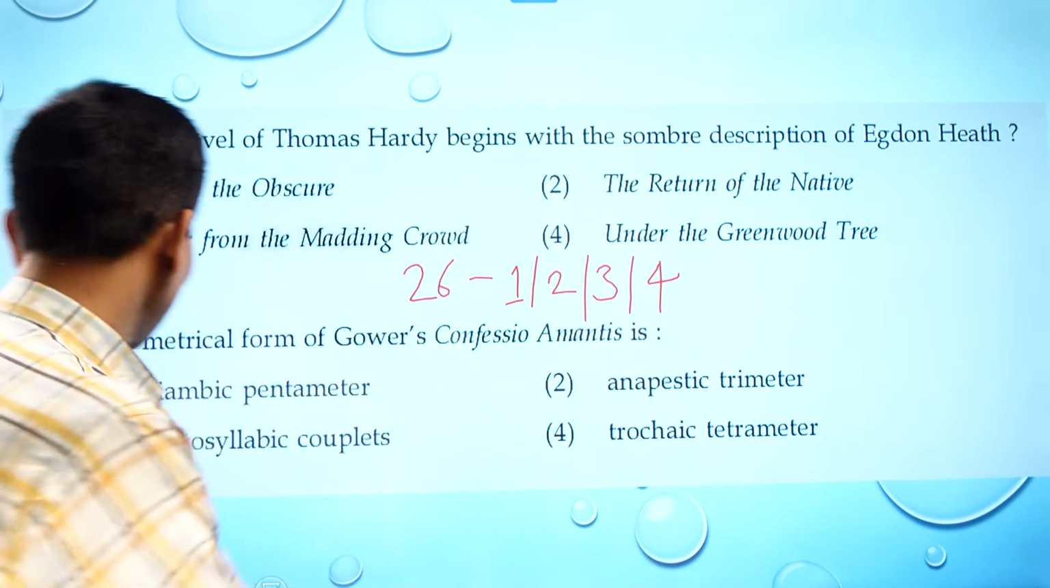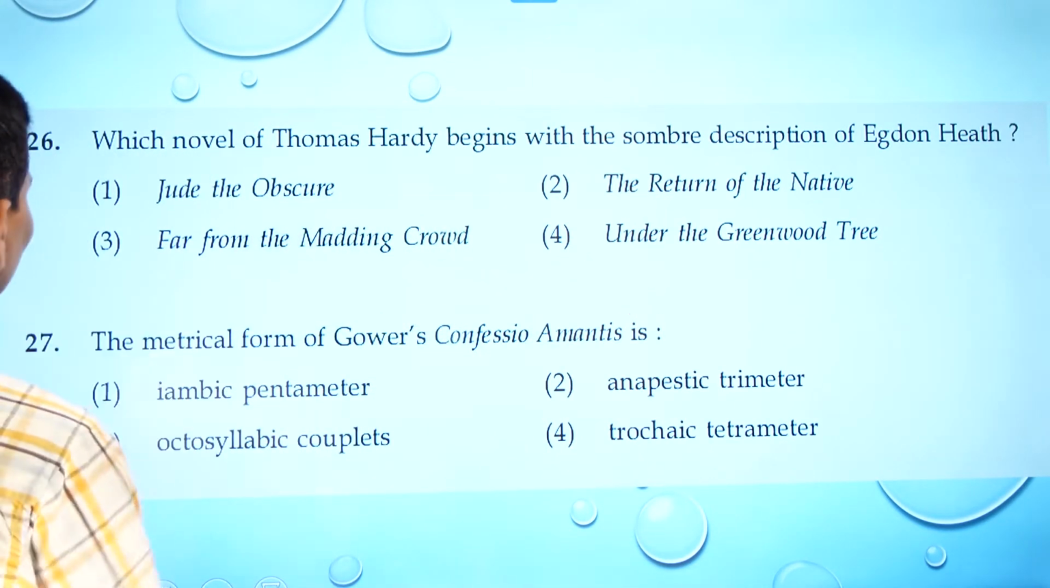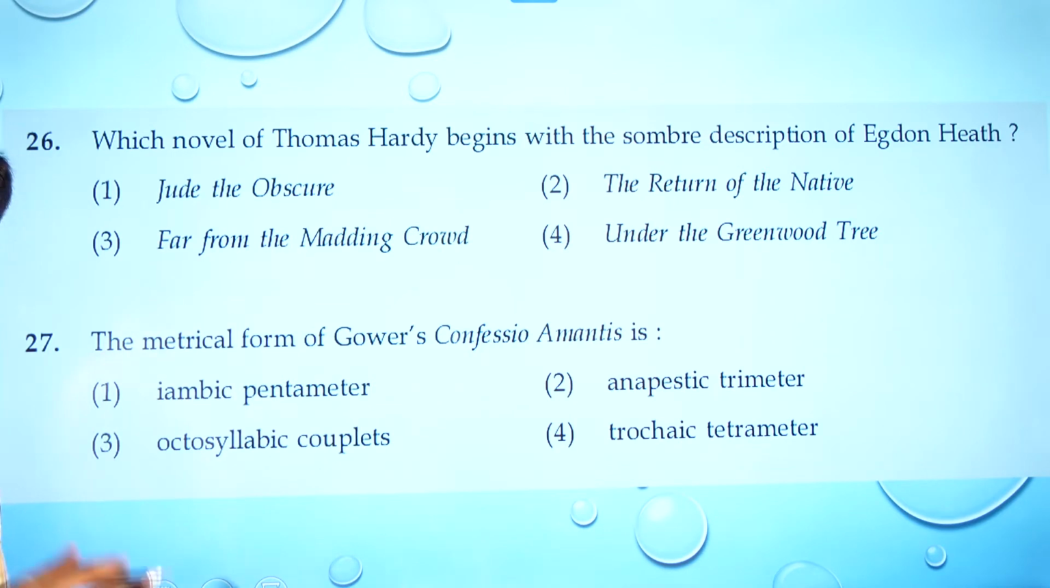So let's start with question number 26, and there are 25 questions, 26 to 50. Which novel of Thomas Hardy begins with the somber description of Egdon Heath? And options are number 1, Jude the Obscure, number 2, The Return of the Native, number 3, Far from the Madding Crowd, and number 4, Under the Greenwood Tree. And the correct option, just write down. And here the answer is number 2, The Return of the Native.